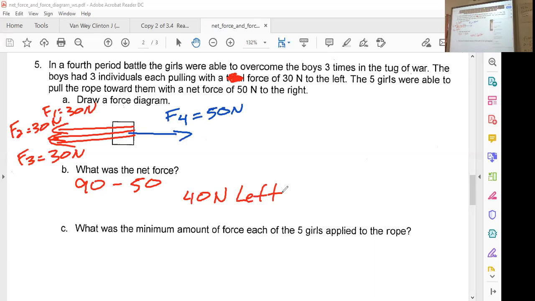What was the minimum amount of force each of the 5 girls applied? Well, the minimum amount of force each of the 5 girls applied was 0. Okay? So this question is dumb. It's not very well written. I didn't write this thing. I think they mean the average. The average amount of force that each girl applied. If you have 5 people and together they do 50 newtons of force, the answer is 10.